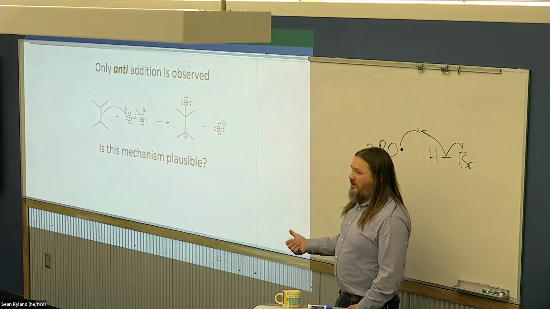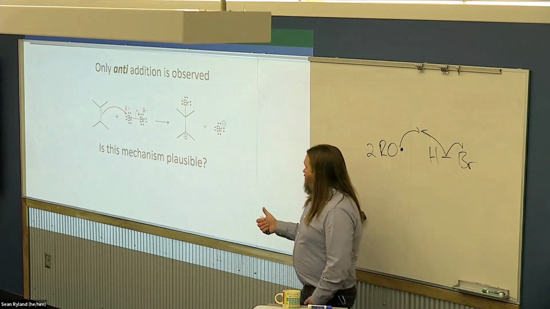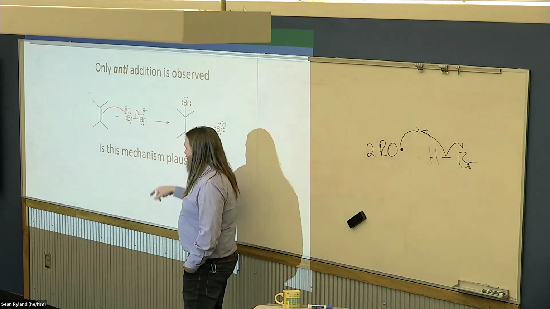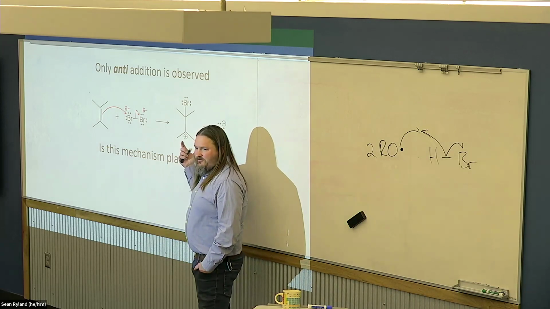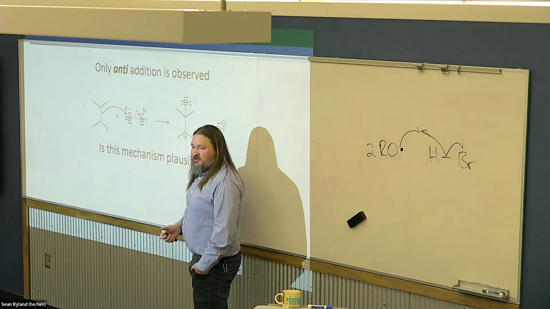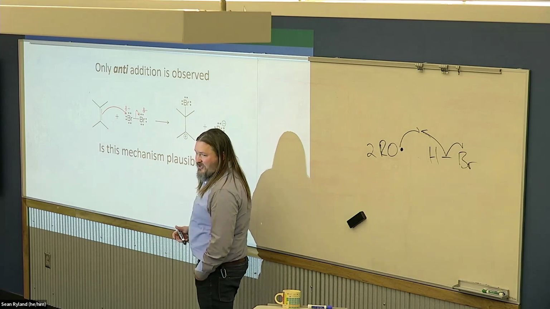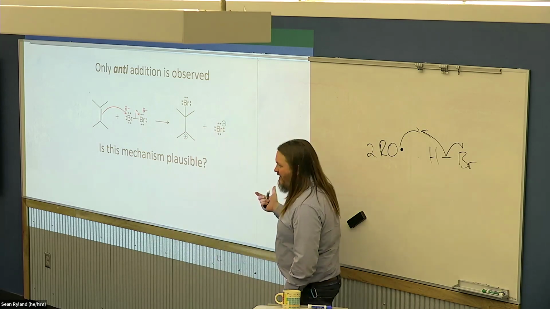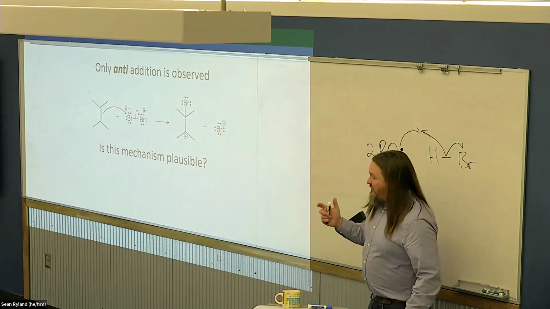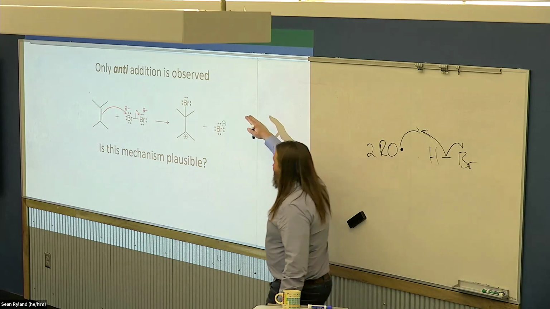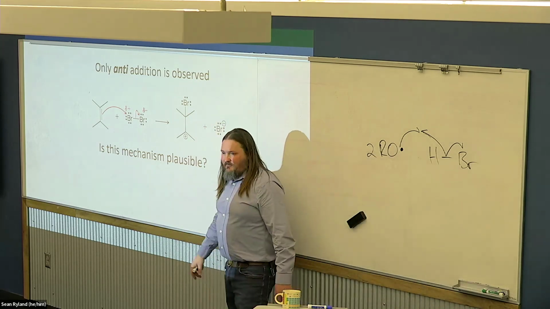sp2, which makes it trigonal planar, right? Which means this second bromine would then be able to attach from either side. There might be some steric considerations, but we would expect to be able to get both anti and syn. So the fact that we only get anti tells us this can't be the right mechanism.